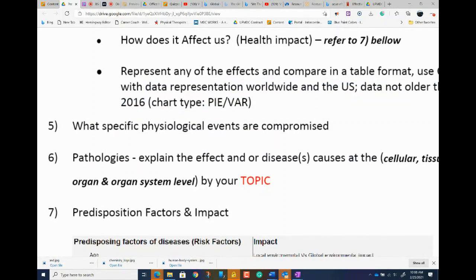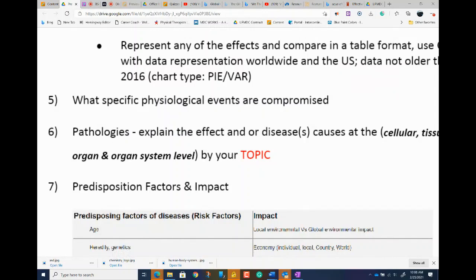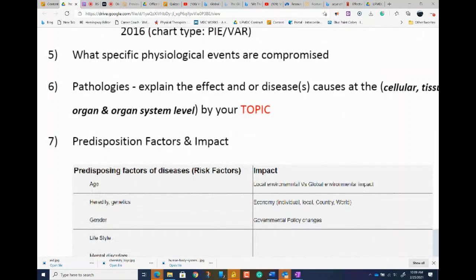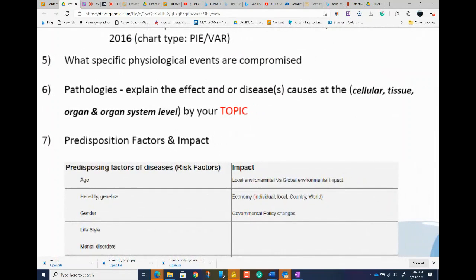All right. Okay. What specific physiological events are compromised? Again, part of our course, right? Yeah. Physiology. If it's affecting the organ, if it's affecting a specific system, how does it affect it? If you're talking about a pathology, instead of a cream or a product, a disease of a person, explain the effect of the disease at the cellular and tissue level. If you're talking about a product, how does the moisturizer affect us?